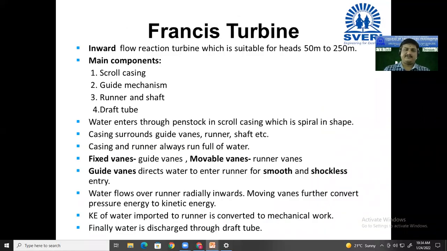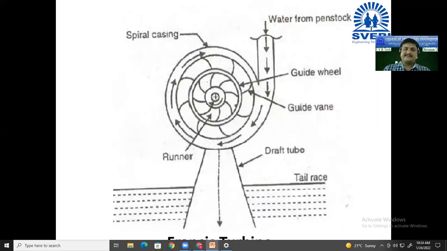So this is about the Francis turbine, and here you can see the flow is moving towards inward direction. In centrifugal pump, flow was flowing in outward direction.